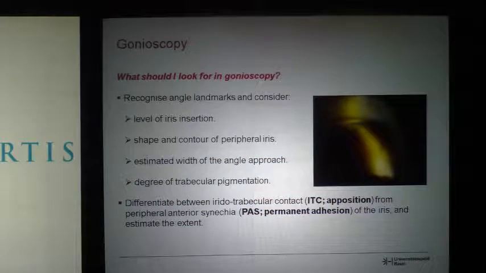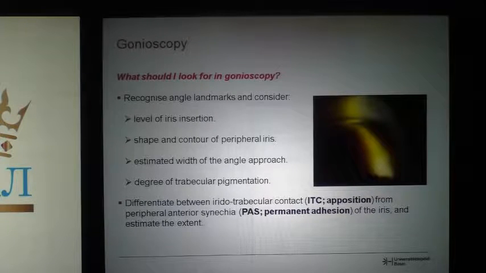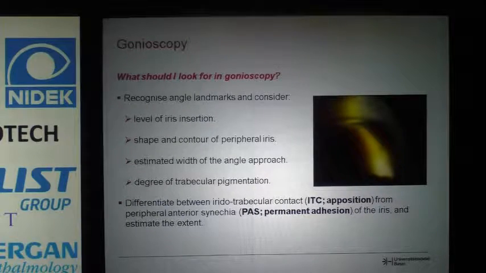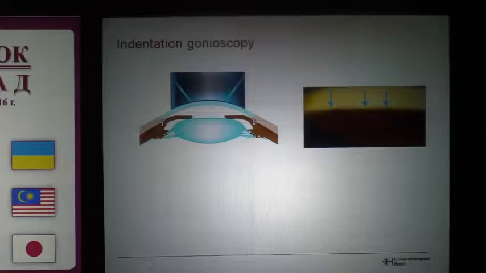So what we look for in gonioscopy: we have to recognize angle landmarks, we have to consider the level of iris insertion, the shape of the contour, the estimated width of the angle approach, and the degree of trabecular pigmentation. And the great advantage of gonioscopy is that we can distinguish between iridotrabecular contact or apposition from permanent adhesions, such as the PAS, with indentation.